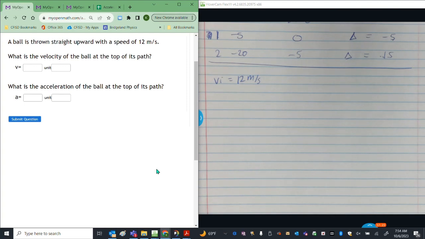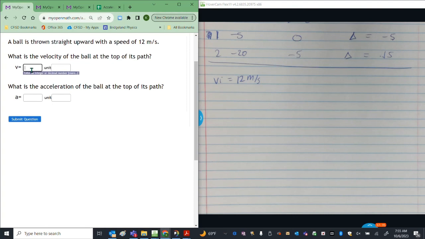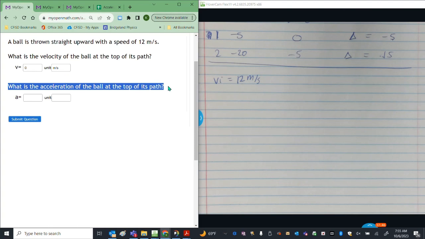Well, I actually don't have to do a calculation for this. Guys, what's the velocity going to be at the top of the path? 0. Because that's the point where it has to stop moving up before it starts moving down. So this looks like a calculation, but it's not. Let's read the second one. What is the acceleration of the ball at the top of its path? Well, I don't have to calculate that either.